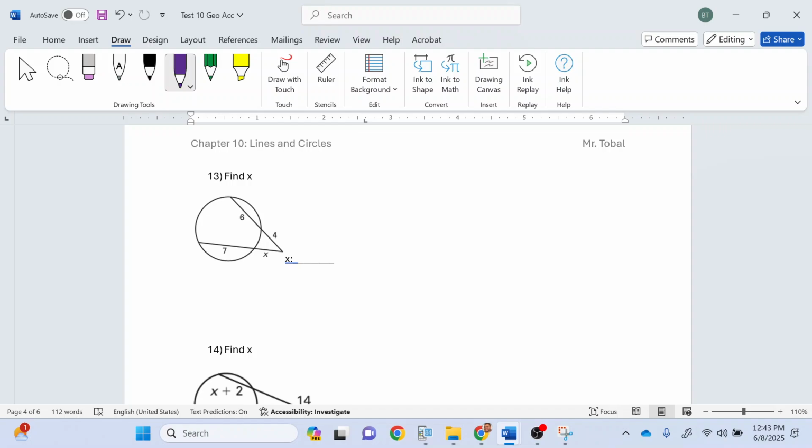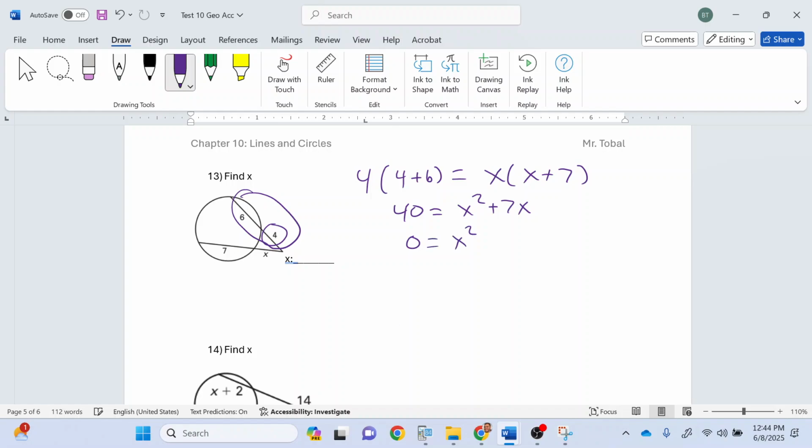In this one, it is outside times the whole thing. So it's going to be 4 times what 4 plus 6 is, aka 10. And over here, it's going to be x times x plus 7. In this case, it's going to be some quadratic. So this is 40 equals x squared plus 7x. Subtract 40 on both sides. 0 equals x squared plus 7x minus 40.